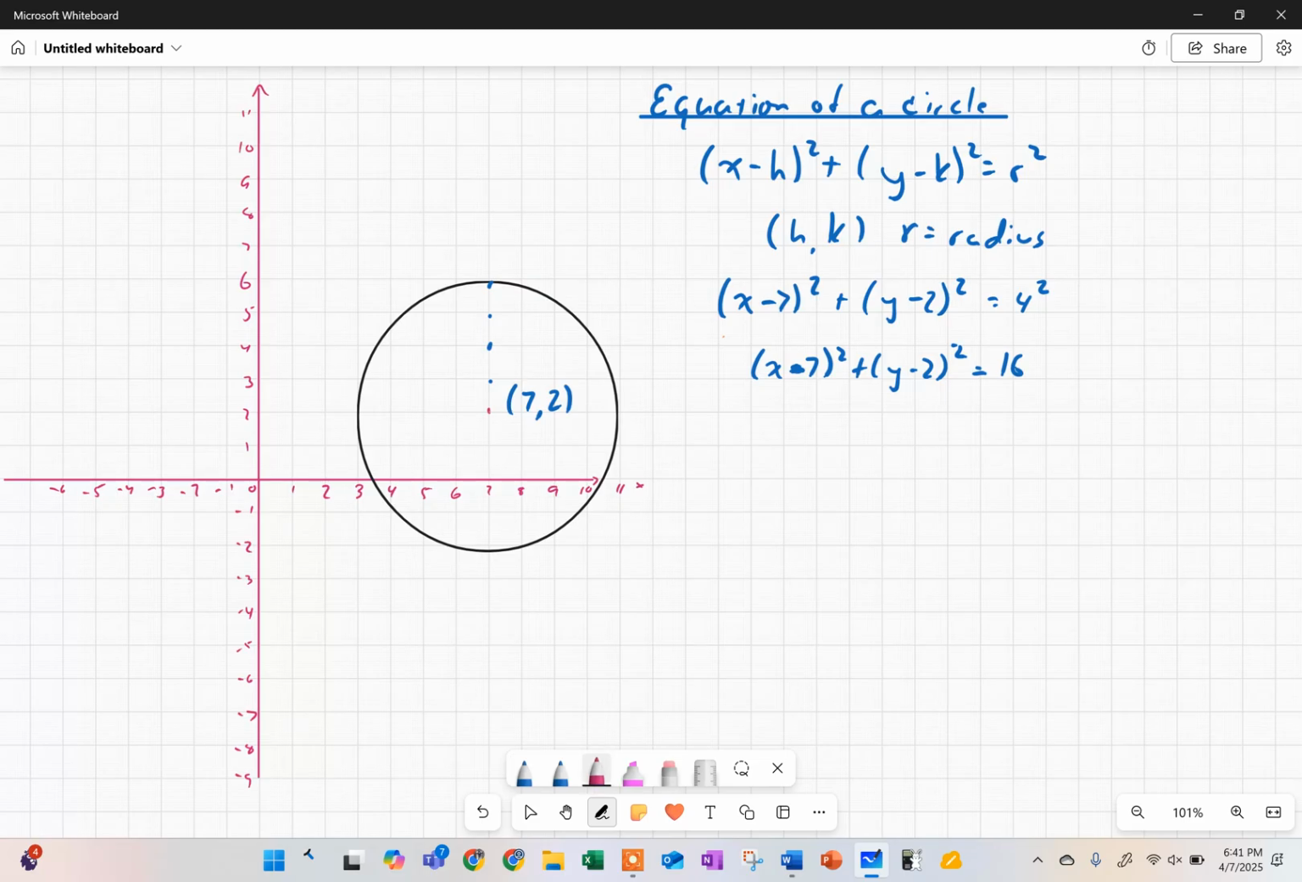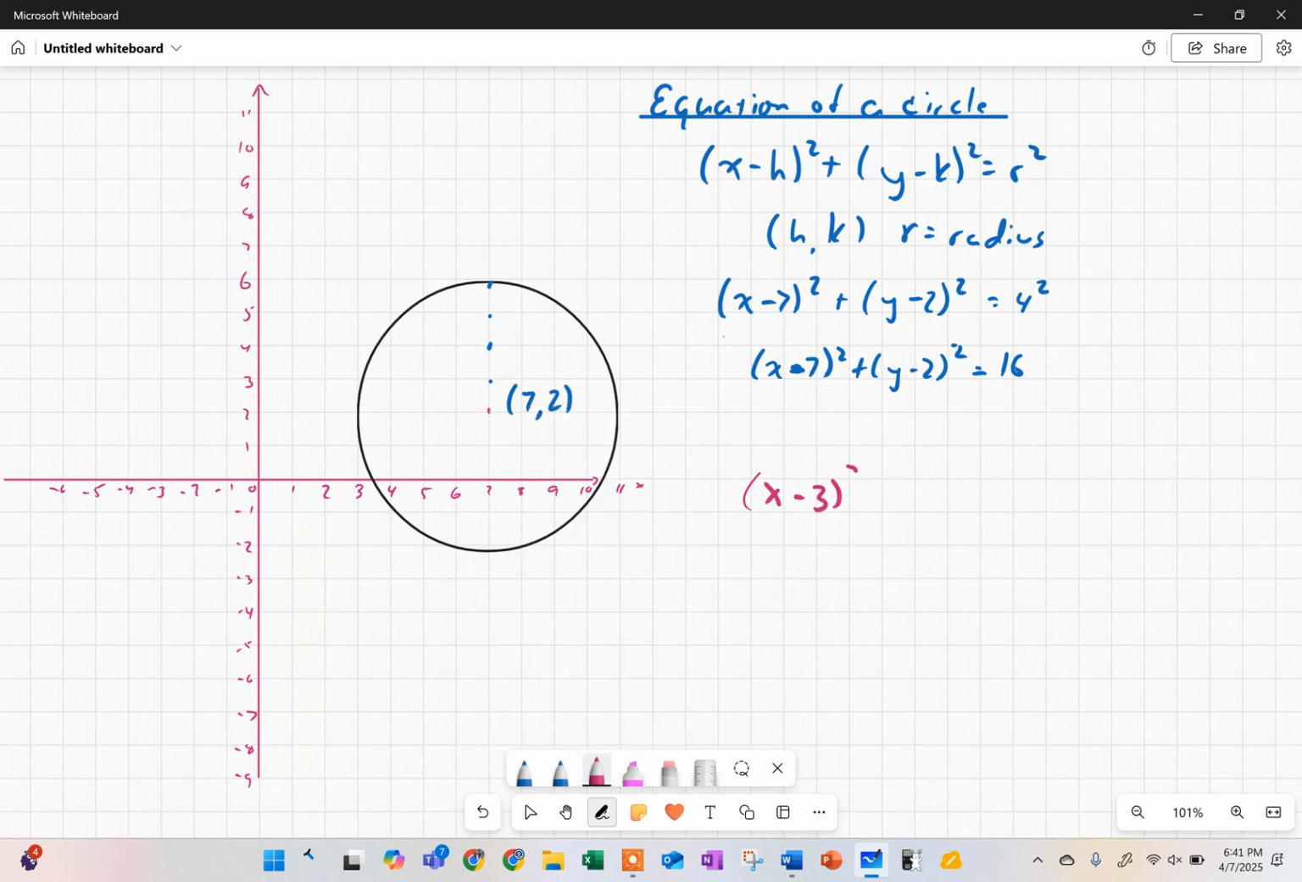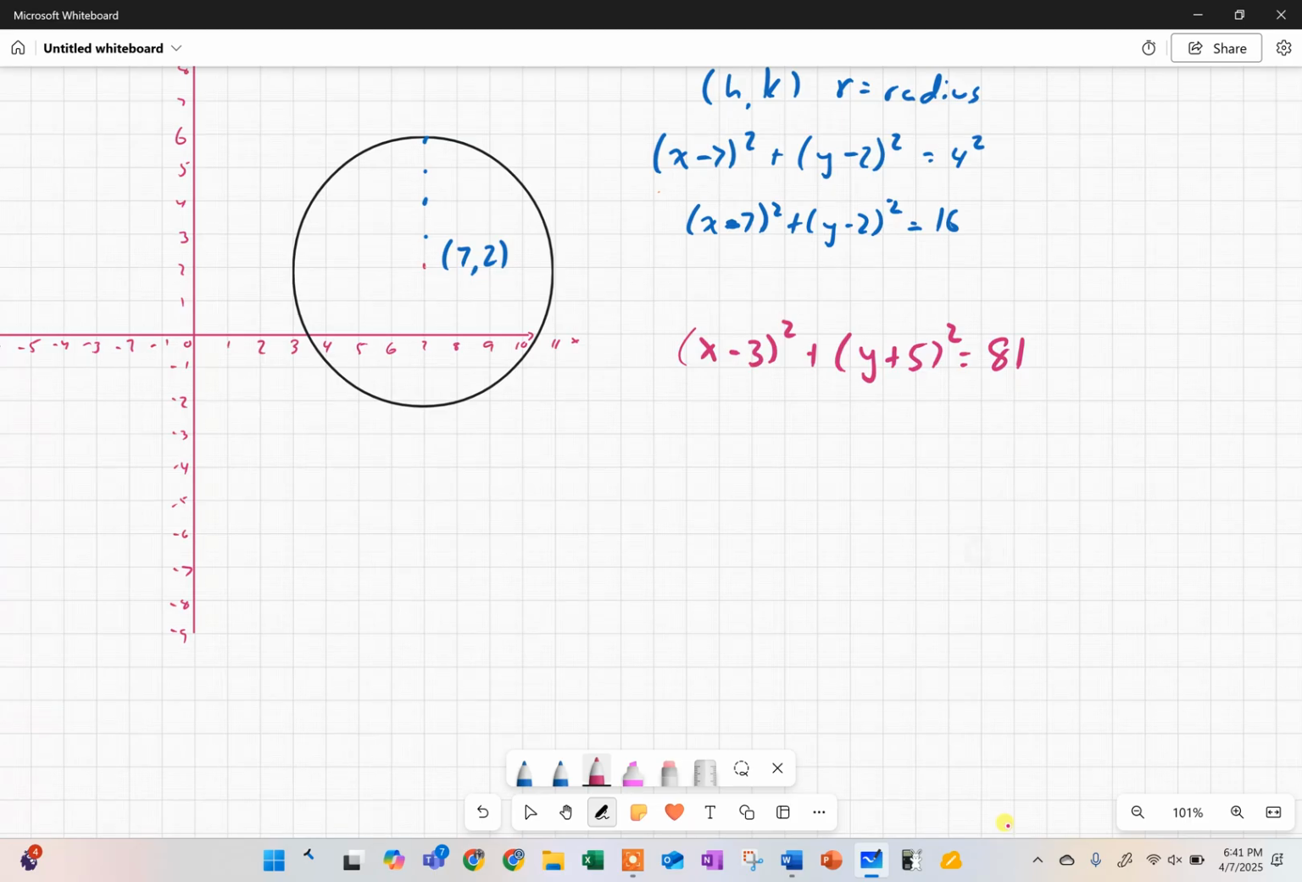If you have an equation such as (x − 3)² + (y + 5)² = let's say 81, here your center is going to be positive 3, because if you put a 3 in for this x, it becomes 0. And it's going to be negative 5, because if you put a negative 5 into this y + 5, it becomes 0. And your r² is 81, which means your radius should be plus or minus 9, but because a radius is a distance, it'll just be positive 9.